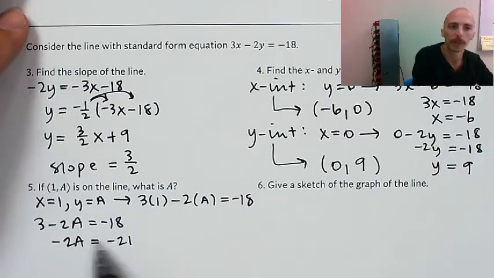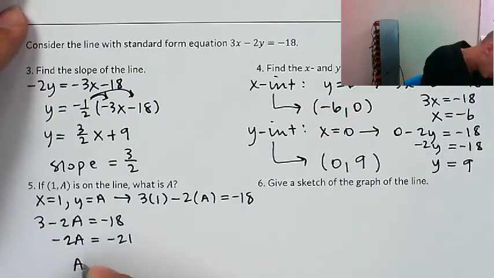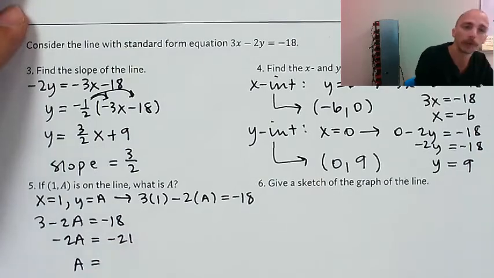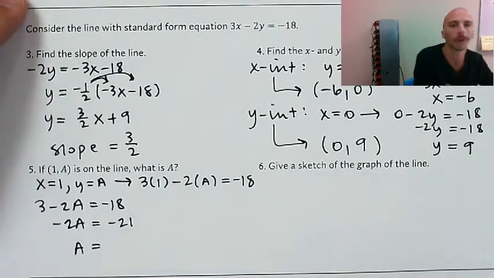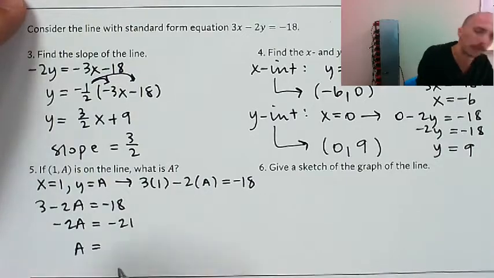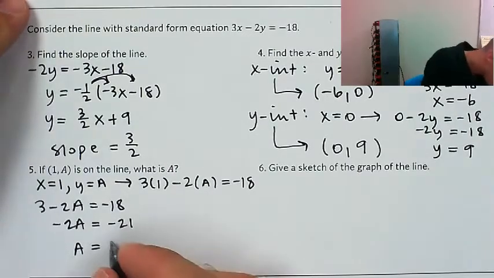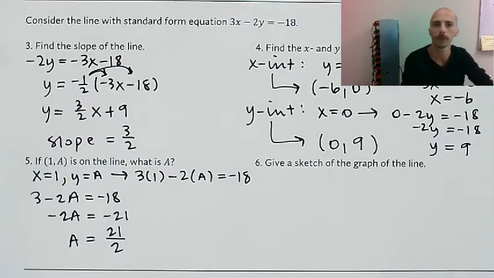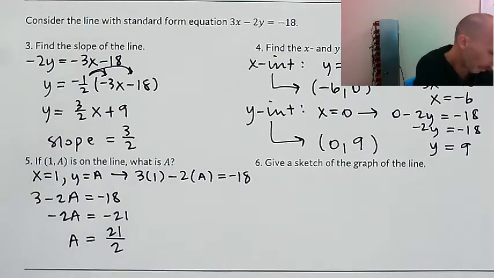And then I'm going to divide both sides by negative 2. I'll have a equals negative 21 over negative 2, which is just going to be 21 over 2. You could call it 10.5, and I would ask that you call it 10.5 if you're going to use a decimal. We don't like mixed numbers. So I'm just going to call that 21 divided by 2, because that's a perfectly fine version of that number. Okay, now we're going to give a sketch of the graph of the line.